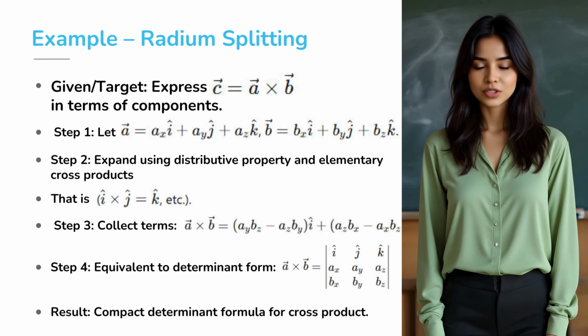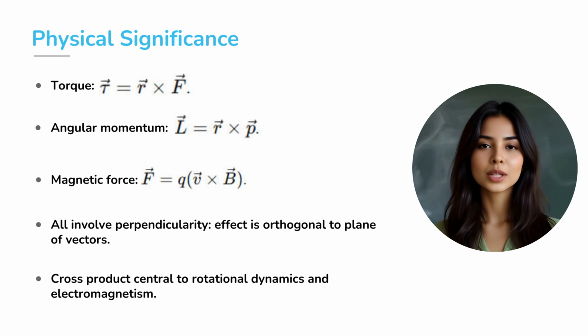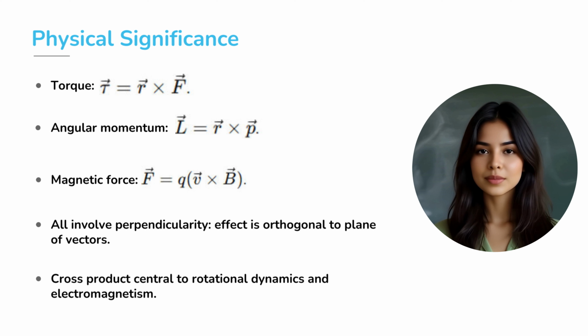Why do we care about the cross product? Because nature is full of it. Torque is r cross F, the turning effect of a force applied at a distance. Angular momentum is r cross p, how mass in motion contributes to rotation. And in electromagnetism, the magnetic force on a charge is q times v cross B.